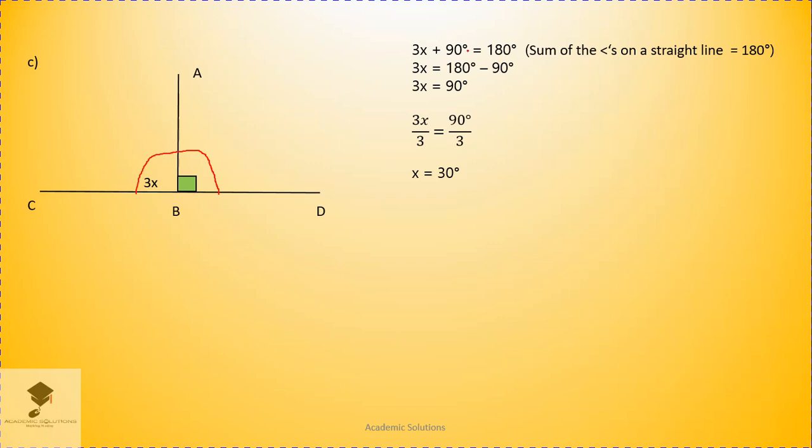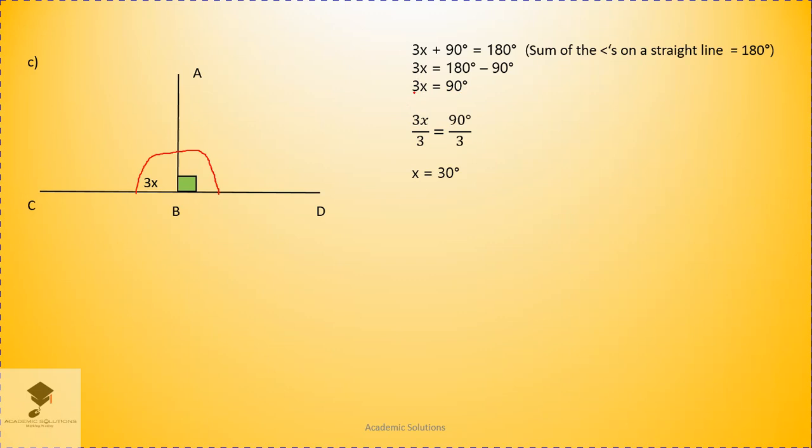We bring this 90 degrees to the right hand side of the equation, and it changes the positive sign to a negative sign. So therefore on the left side we'll be left with 3x equals 180 minus 90 degrees. 180 minus 90 degrees gives us 90 degrees. Therefore we'll be left with 3x equals 90 degrees.